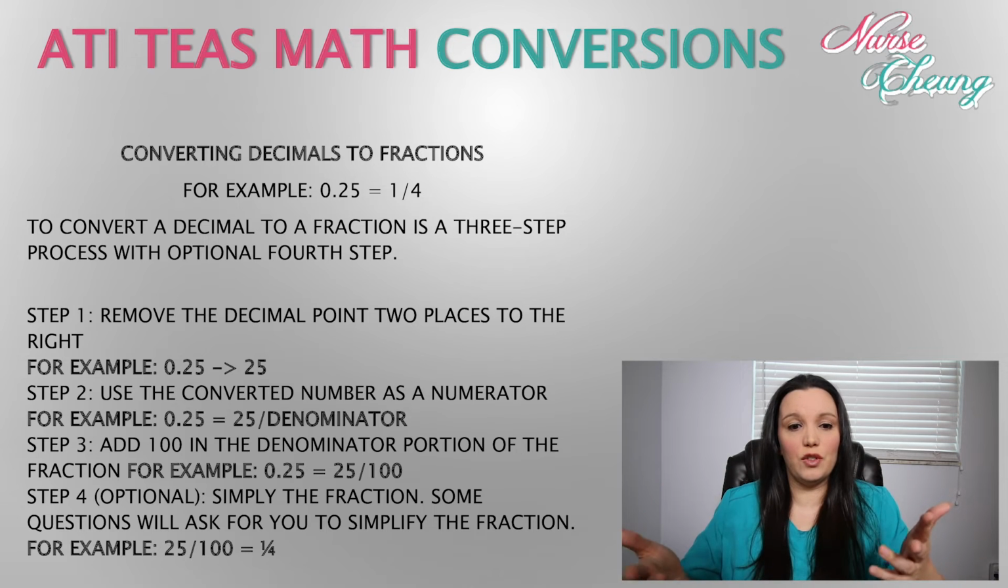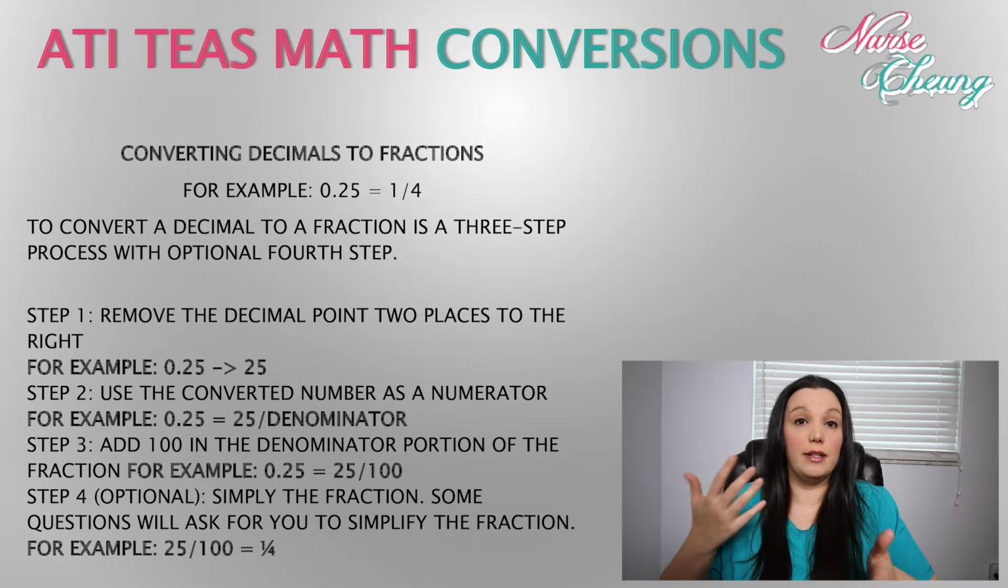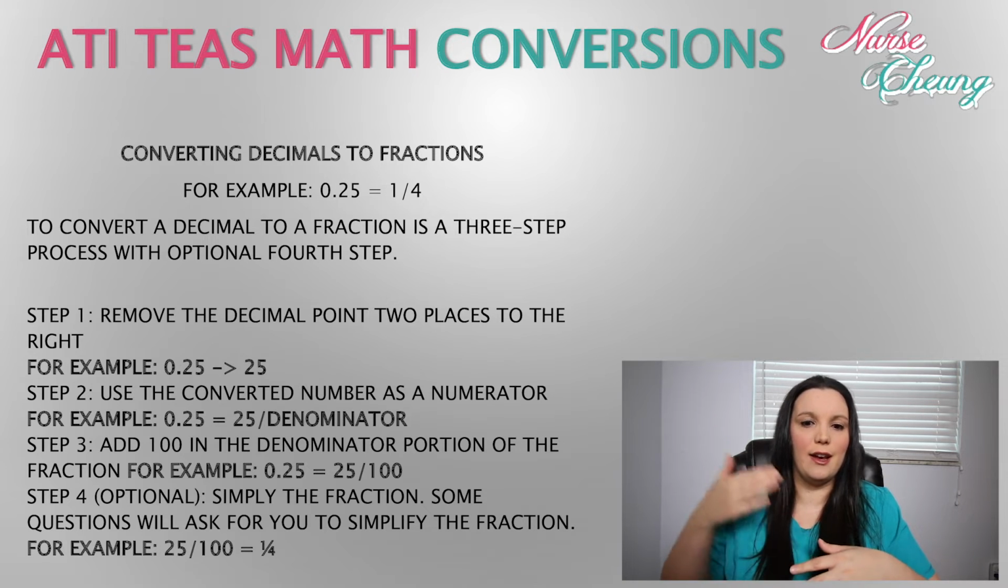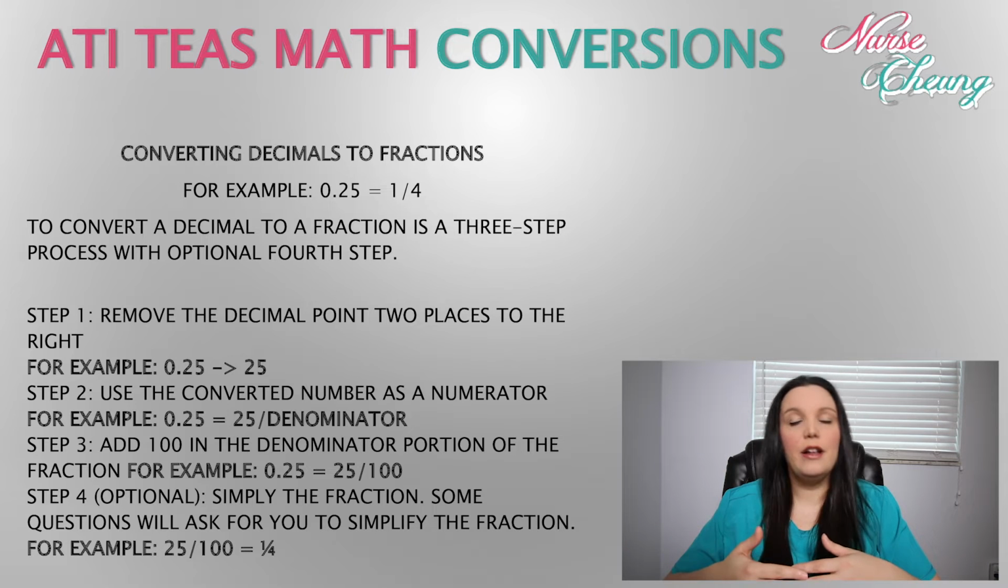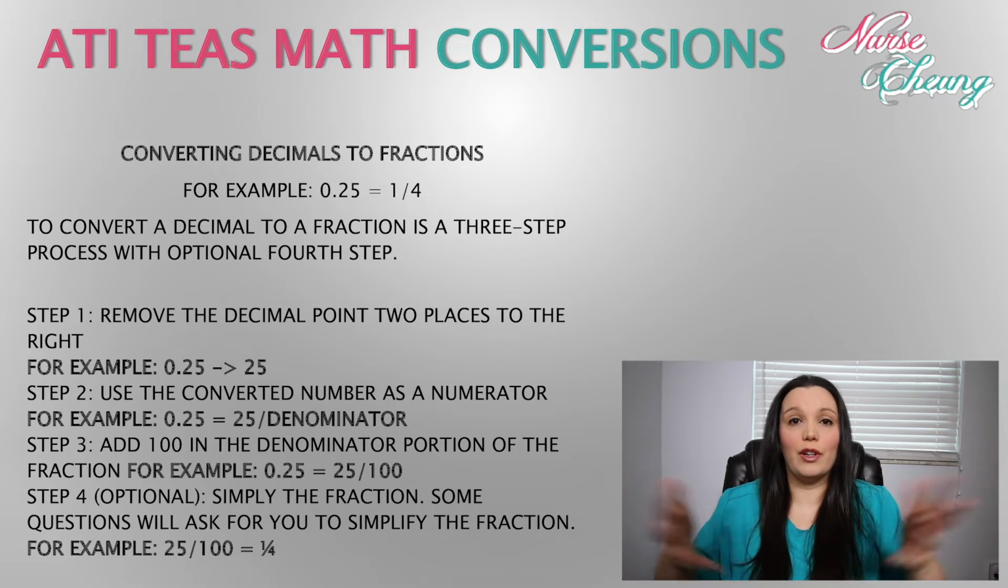So moving on to step 2. Use the converted number as a numerator. So our 0.25 is now 25, and we're going to go ahead and place that over a denominator. So step 3 is we're going to create a denominator. We're going to create a whole number denominator of 100.